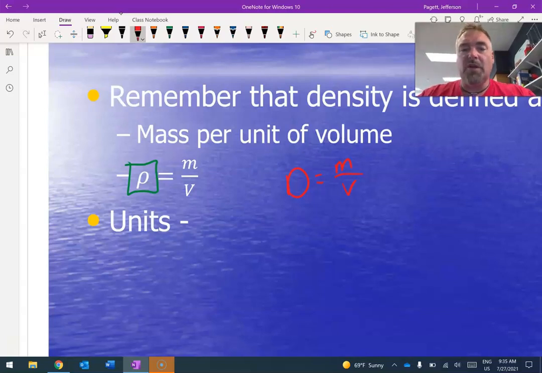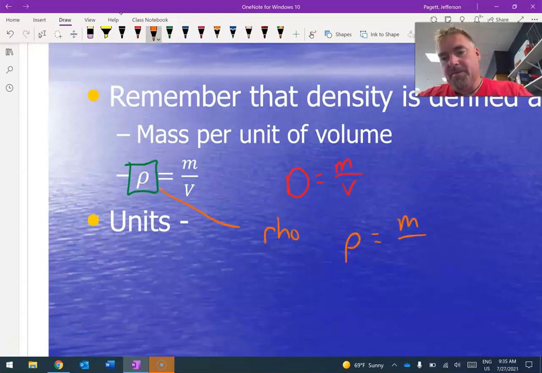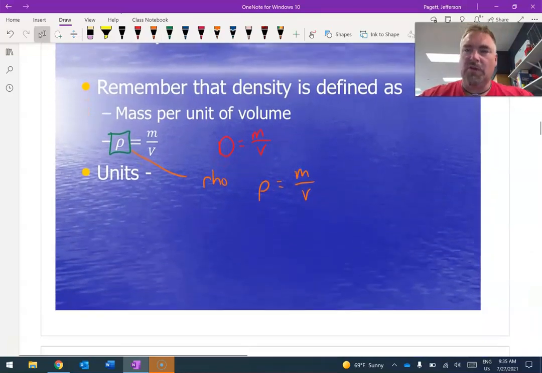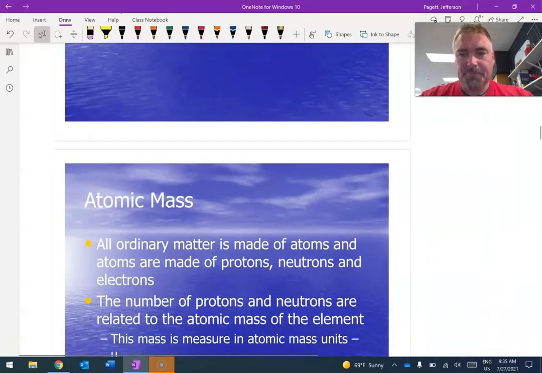We're going to use the Greek letter rho. This is the Greek letter rho. It kind of looks like a scripty P. Okay, don't confuse it with the regular p for momentum or capital P for power. It is a Greek letter, and you're going to be using a lot of Greek letters in this class, so we'll get used to those as well. And that is also on your reference table.